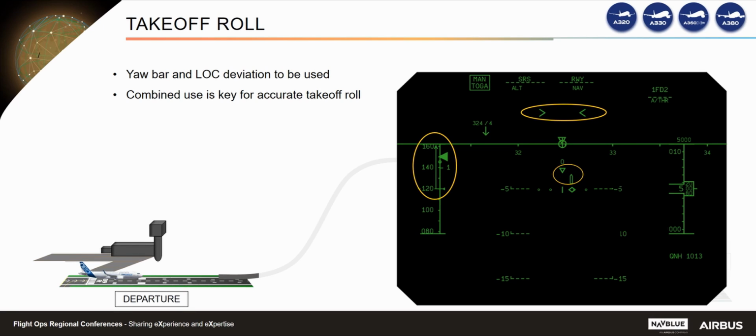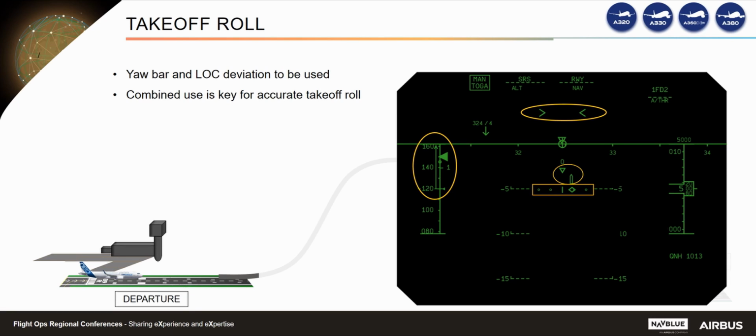As you can see, the yaw bar is displayed and indicates that the aircraft is slightly left of the runway centerline. This is also confirmed by the log deviation scale displayed below the yaw bar. The combined use of the yaw bar and the log deviation help the flight crew to perform an accurate takeoff roll. Both symbols are displayed when the flight crew sets the thrust levers to flex or TOGA detent position.